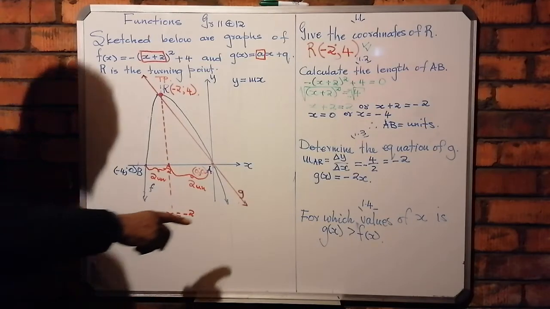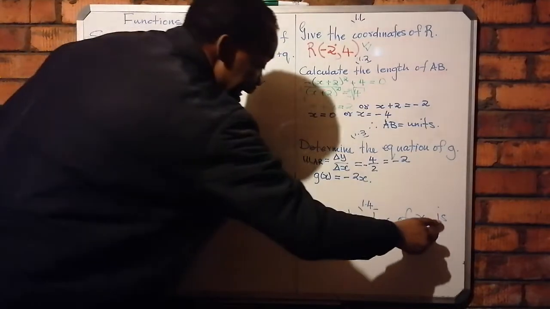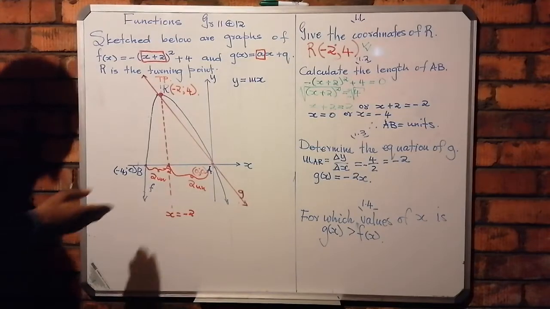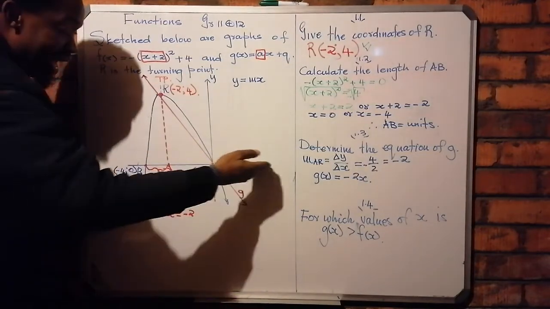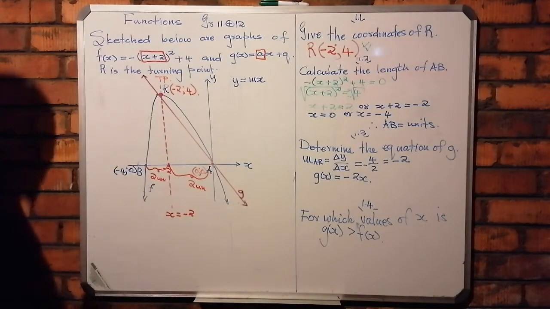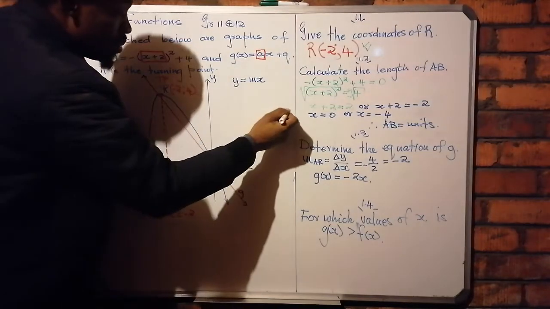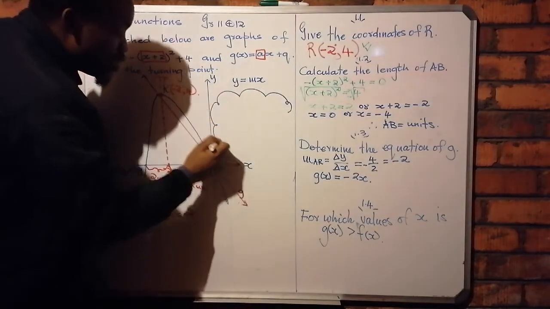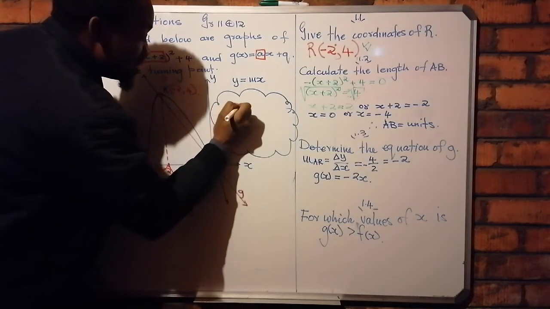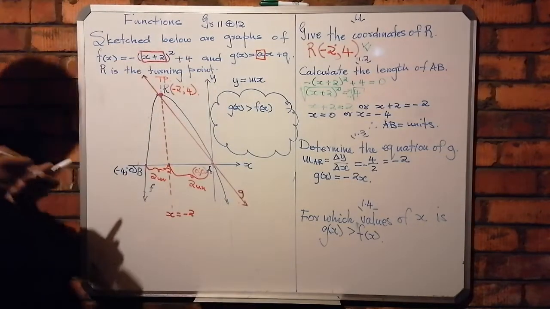For which values of x is g of x greater than f of x? Which values of x are making g to be bigger than f? Now, folks, please hear. I want to do this nice and slowly. We are saying g of x must be greater than f of x.